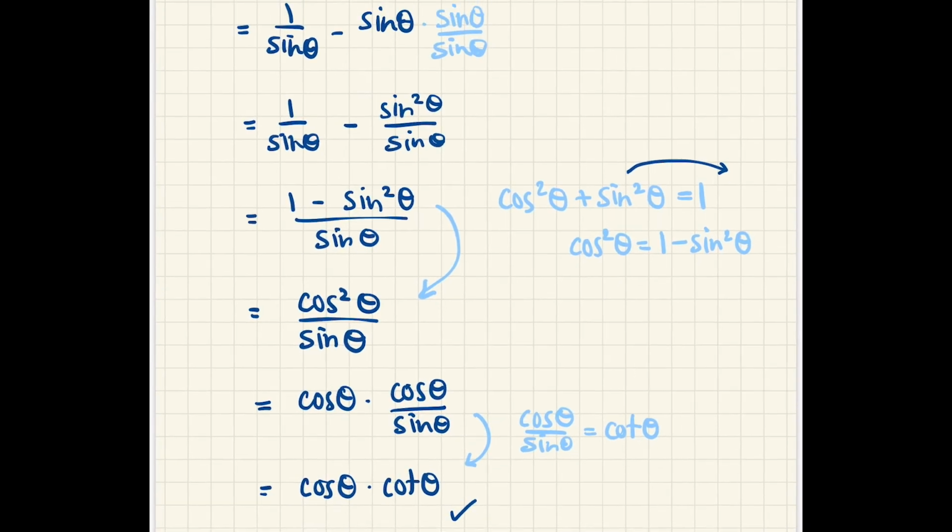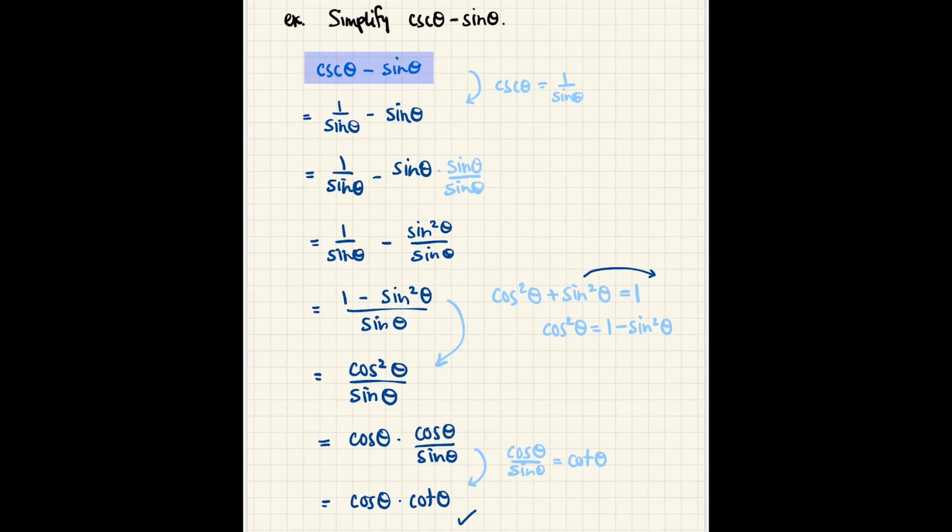It's a little subjective that we started with cosecant of theta minus sine of theta and, quote, simplified it, unquote, to cosine of theta times cotangent of theta. It's just two trig functions that we started with and two trig functions that we ended with. But it is what it is, and it's a little simpler because at least it's only one term now instead of two terms.